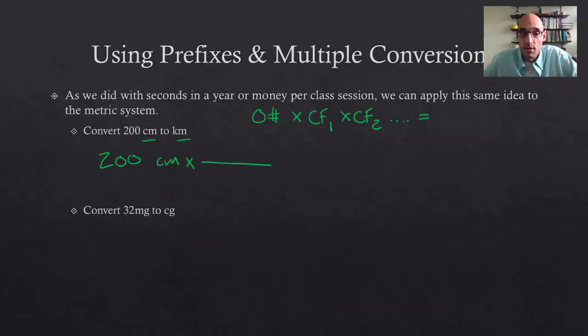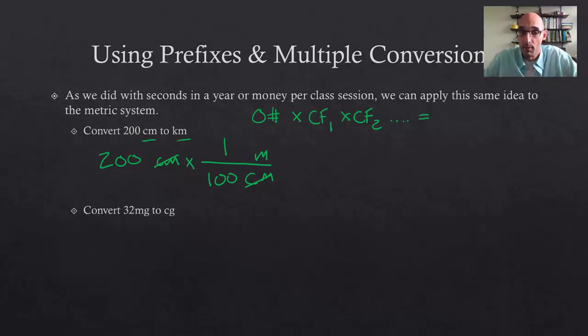Generally what you do is you go to the base unit. So centimeters, I don't know centimeters to kilometers, but I do know centimeters to meters. We want centimeters to cancel, so we'll put that on the bottom. A meter is bigger than a centimeter, so 1 meter is 100 centimeters. Centimeters cancel, and we're going to be left with meters. Of course, that's not the answer we want.